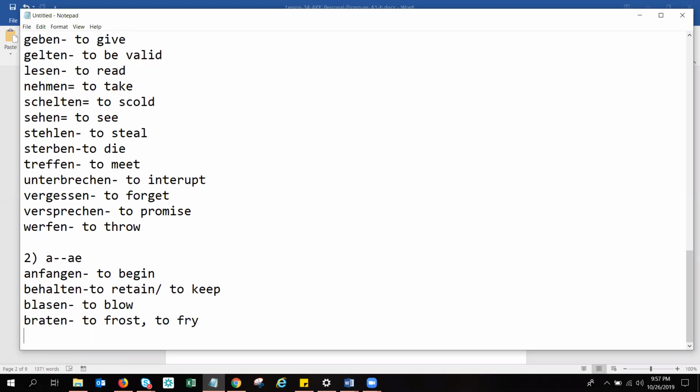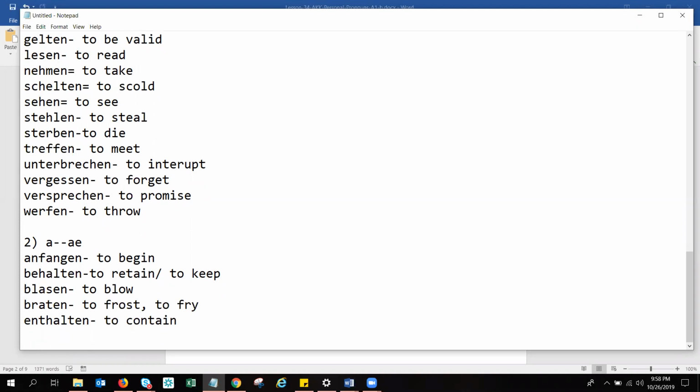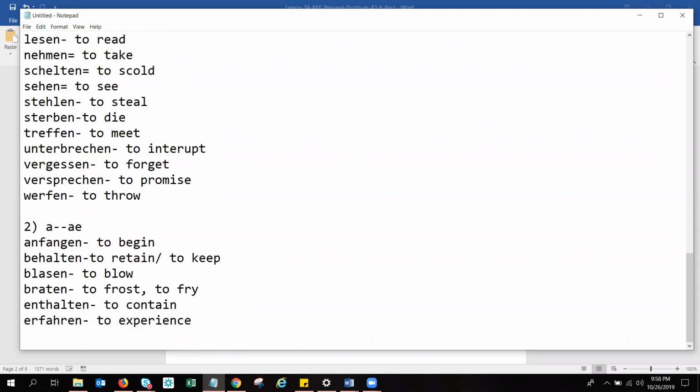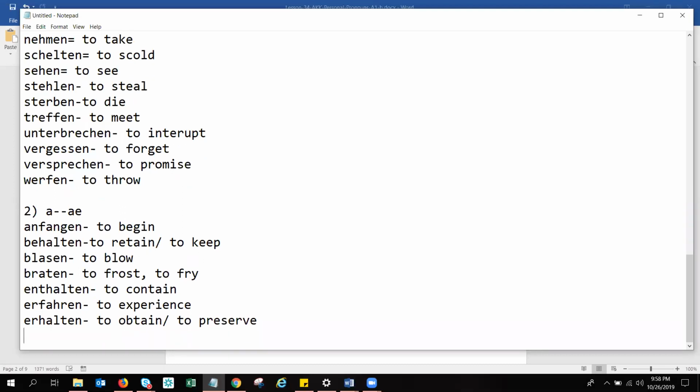Next is enthalten. So ent is the prefix, but it is not trennbar. Enthalten means to contain, as in English, we have this word. Enthalten is to contain. Next, there is one verb with fahren, erfahren. So erfahren is to experience. To experience is erfahren. Then erhalten. Erhalten is to obtain, or we also use it for to preserve something. That is also erhalten, and it is not trennbar.